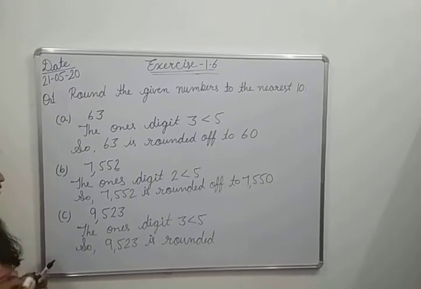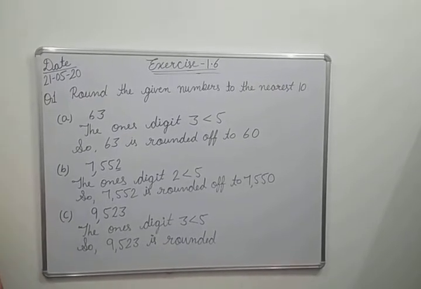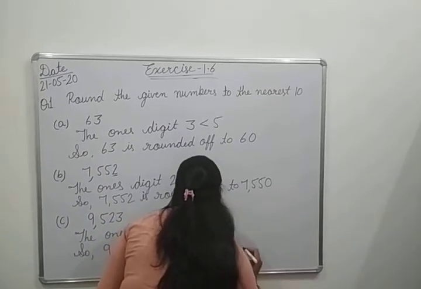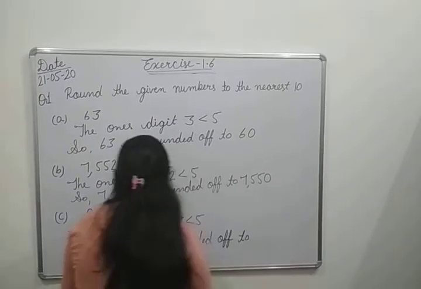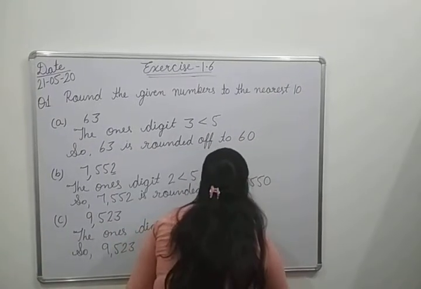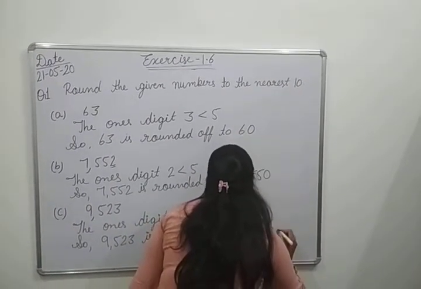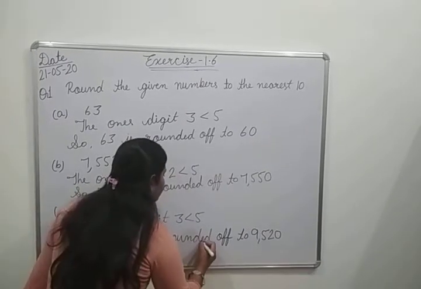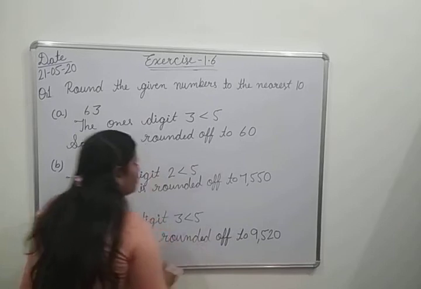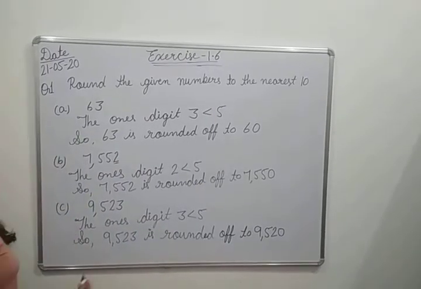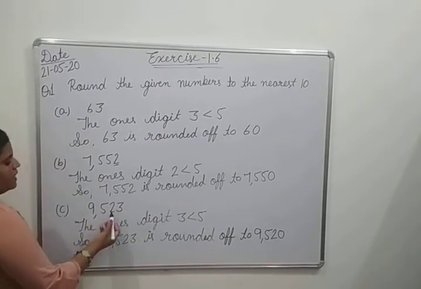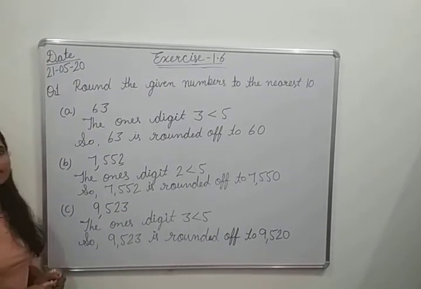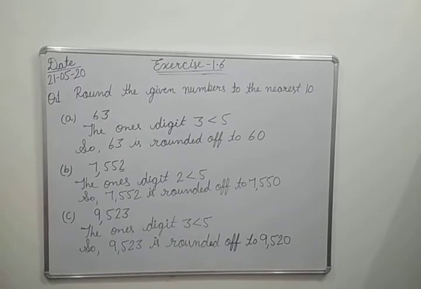Is rounded off to 9520. Okay, rounded off to 9520. Only we keep 0 on the ones place and the remaining digits we will write same. I hope you understand.